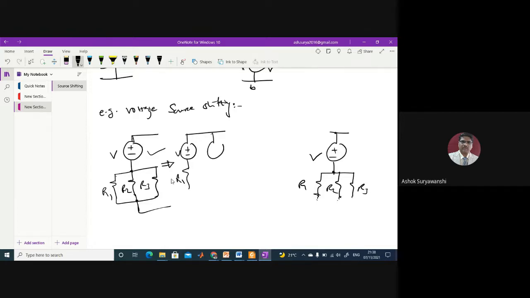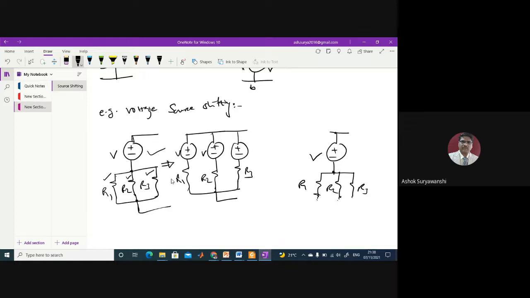I can shift the same voltage source, because it is now in parallel, into the second branch, and I can shift the same voltage source into the third parallel branch. Now as far as this equivalent is concerned, it is like this. Now you can see this voltage source is shifted into the first branch, then it is shifted into the second branch, and it is shifted into the third branch.